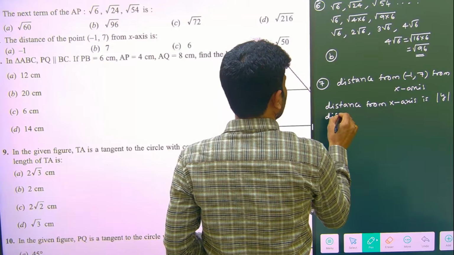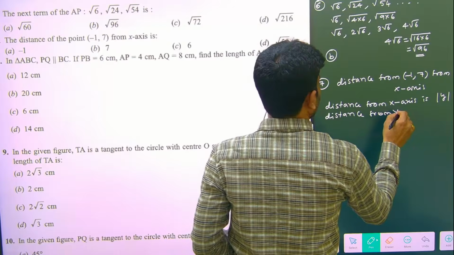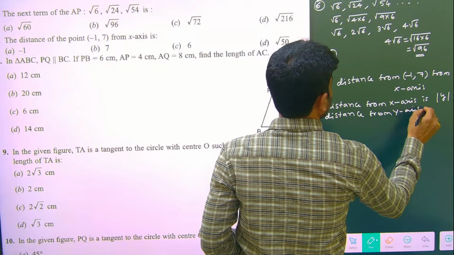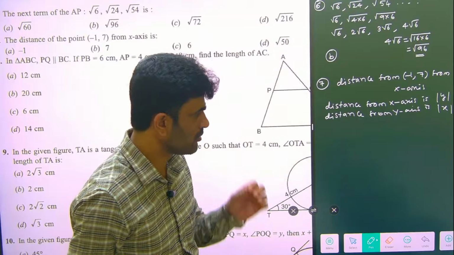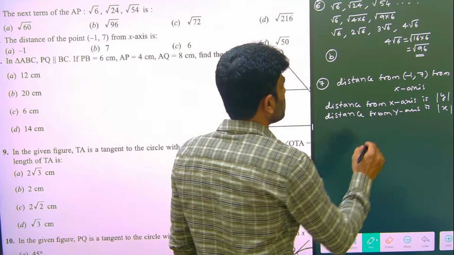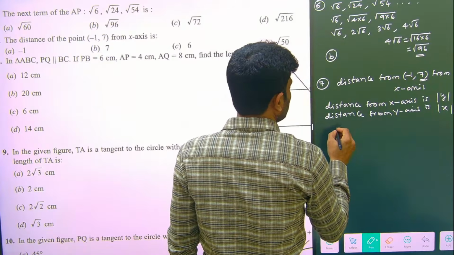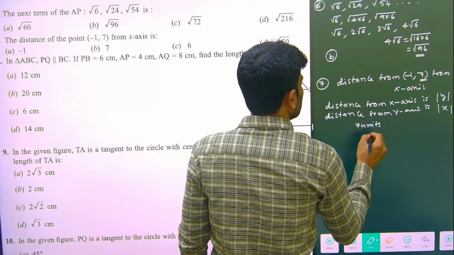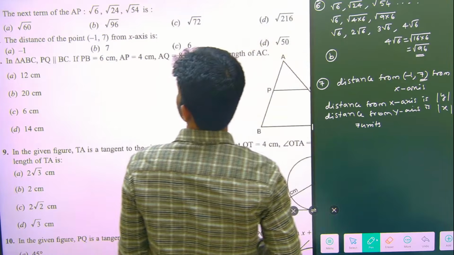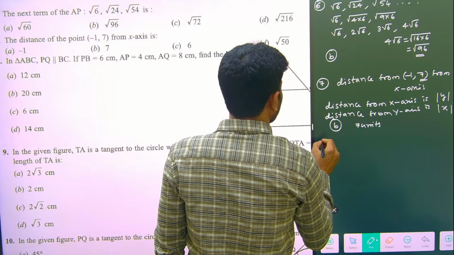Distance from y-axis is modulus of x, which means only the positive value of x we have to take. So what is the distance from x-axis now? Because the y value is 7, the answer is 7 units. So option B again. Question number 8.